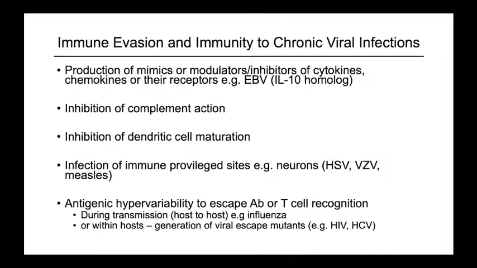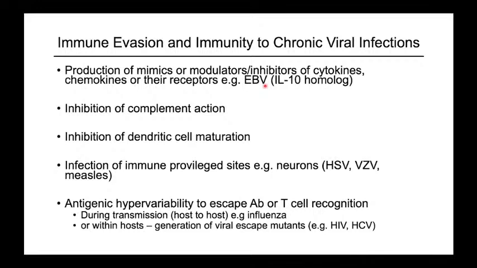The viruses which produce mimics of cytokines, which are immunosuppressive. So we call them immunomodulators or inhibitors of cytokines. An example is EBV, which produces a molecule that is homologous to interleukin 10. And remember, interleukin 10 is an immunosuppressive cytokine. So this homolog that is being produced by EBV will act on your activated T cells to downregulate their function.